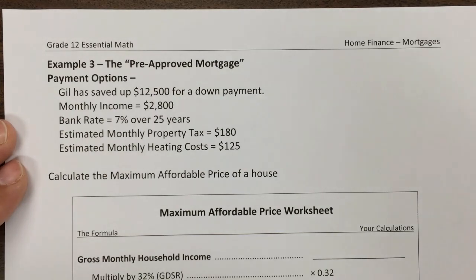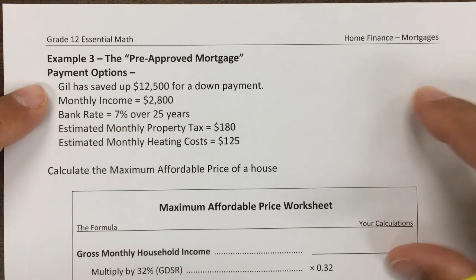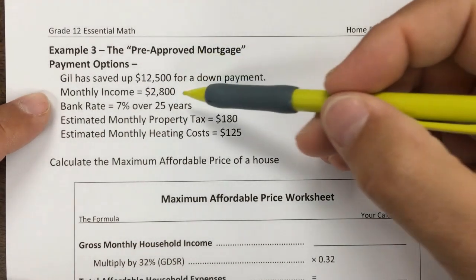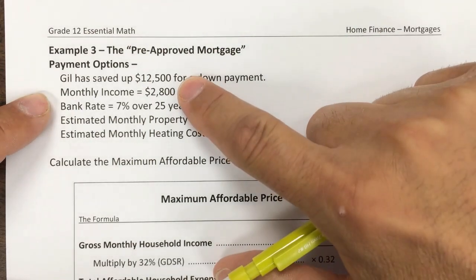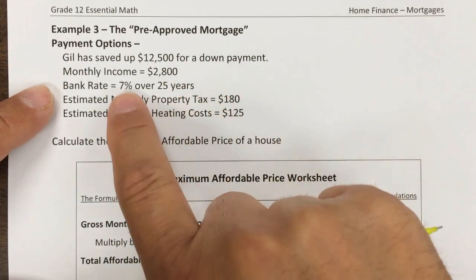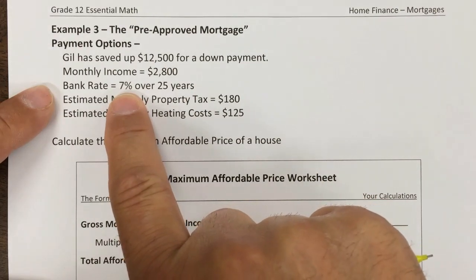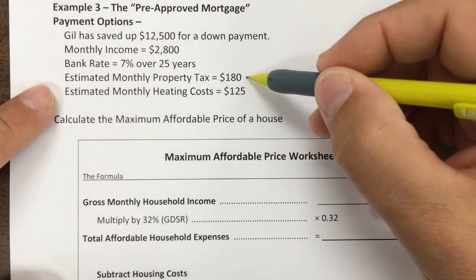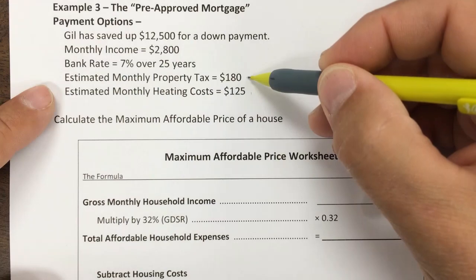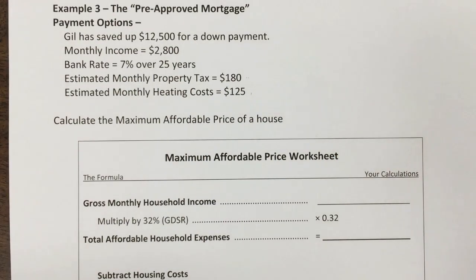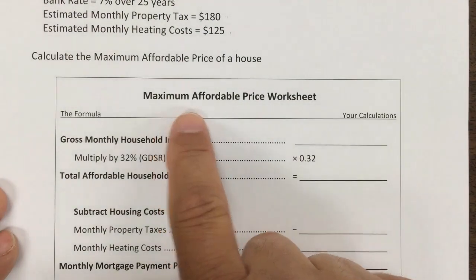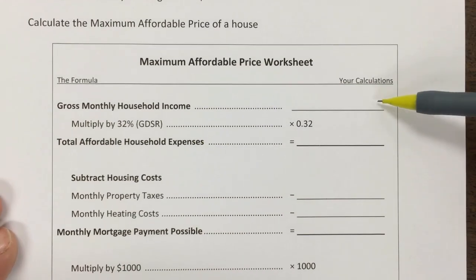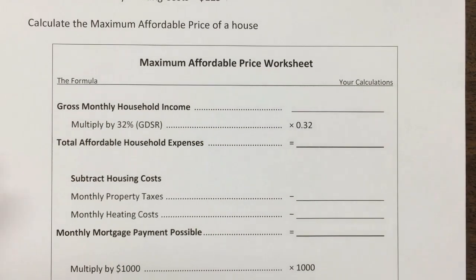All right, so in this third example, we have Gil, who has saved up $12,500 for a down payment. He has a monthly income, and we're assuming a gross monthly income of $2,800. The bank rate, so we're assuming he's going to take out a mortgage at 7% and amortized over 25 years. And we have estimated property taxes and estimated heating costs as $180 and $125 per month. Now, we're going to use this maximum affordable price worksheet. So here on the left, we have some description, and here on the right, we're going to follow the calculations, okay?